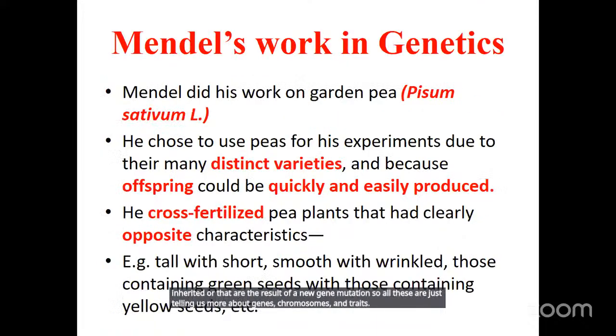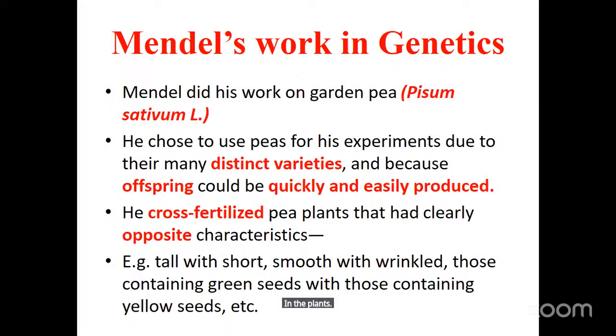So, Mendelian genetics. We have said that Mendel did his work on garden pea. Why did he choose garden pea out of the many varieties in his garden? Garden peas produce offspring quickly, okay? And those offspring can easily reproduce again. Then there are clearly contrasting characteristics in the plants.